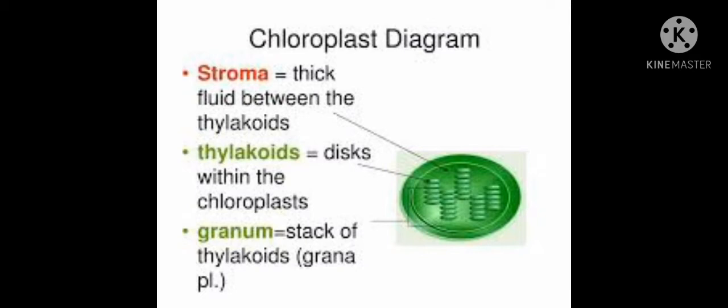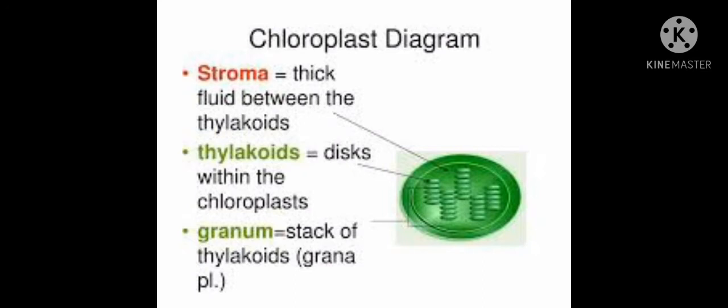So the enzymes for the carbohydrate and protein synthesis are present in this matrix, that is, in the stroma only. Now thylakoids, these are the discs within the chloroplast. Granum means stack of thylakoids, that is nothing but grana, which consist of membrane-lined flattened sacs embedded in the stroma. So the thylakoids are oval, closed, sac-like structures. They are the structural elements of the chloroplast.